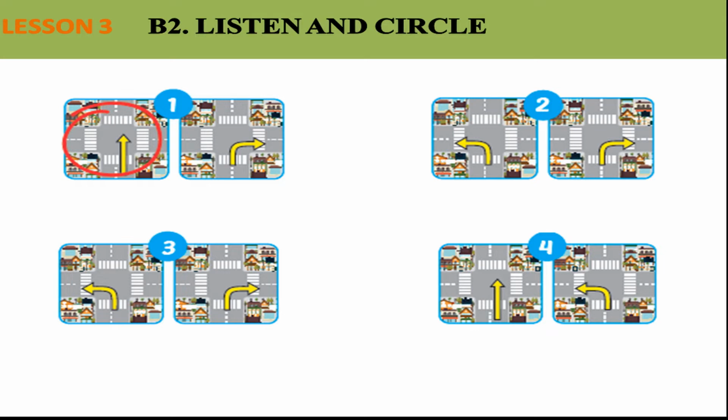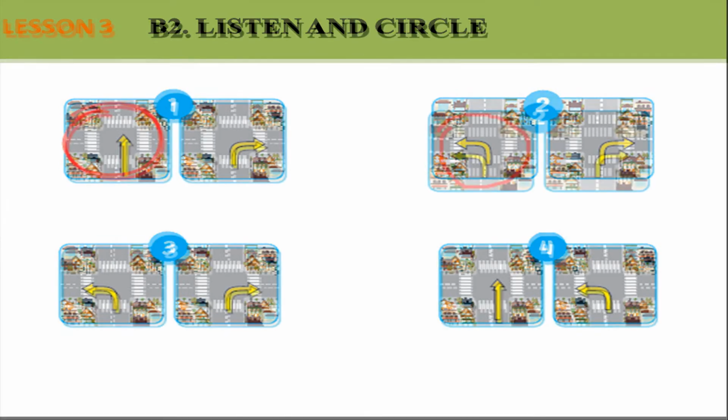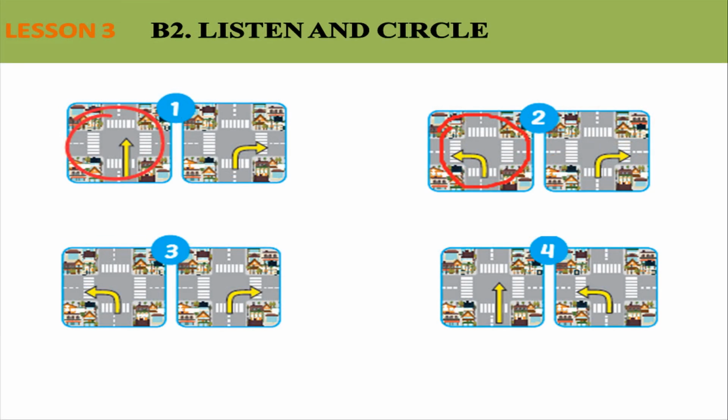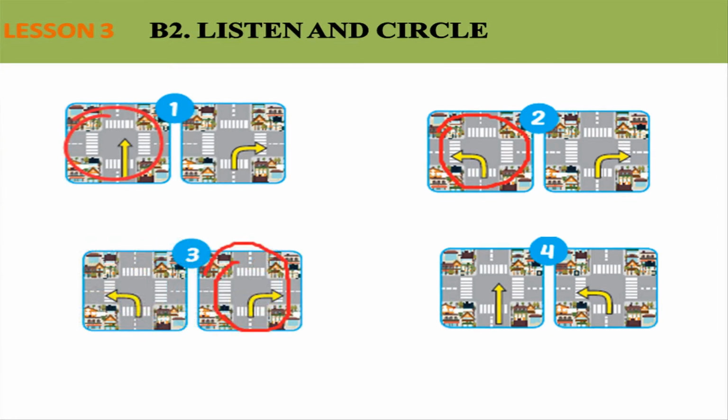2. Excuse me, sir, how do I get to the flea market? Turn left at the traffic lights. Thank you so much. 3. Charlie! Hi, Alfie. How do I get to the flea market? Turn right at the corner. We can go together. Great!